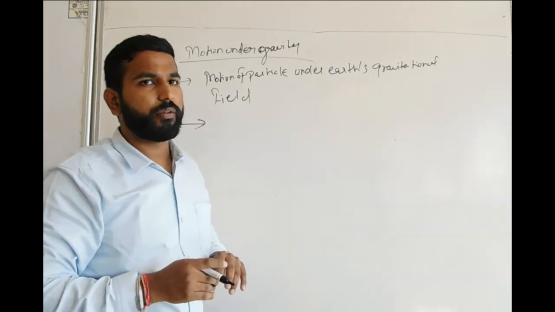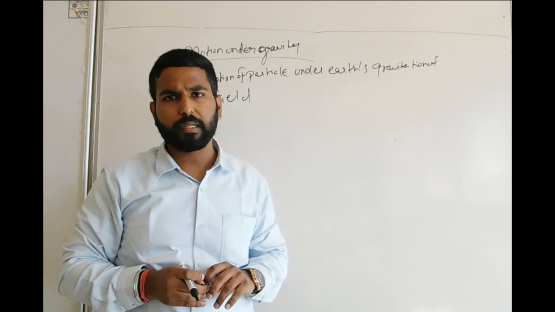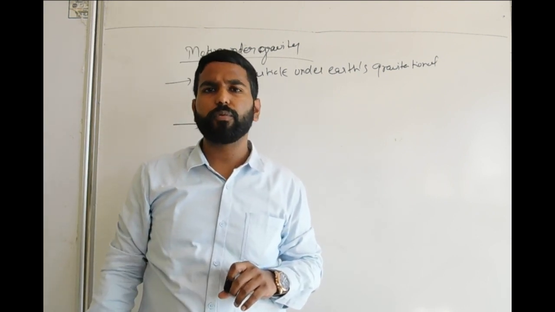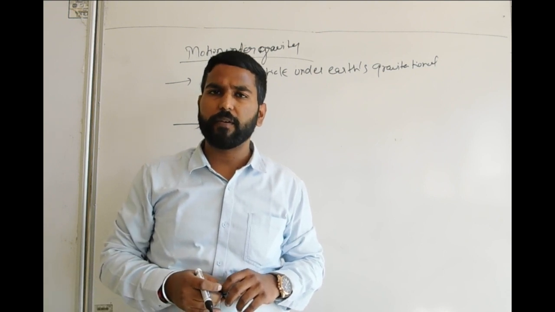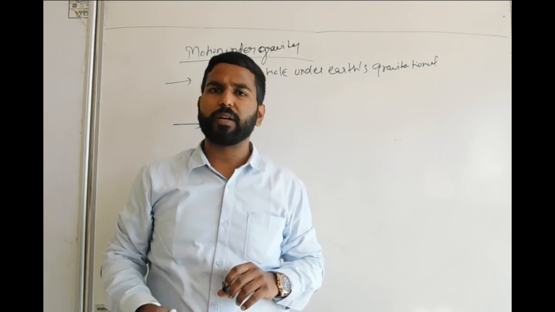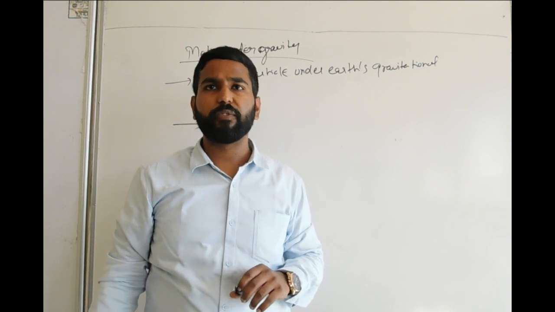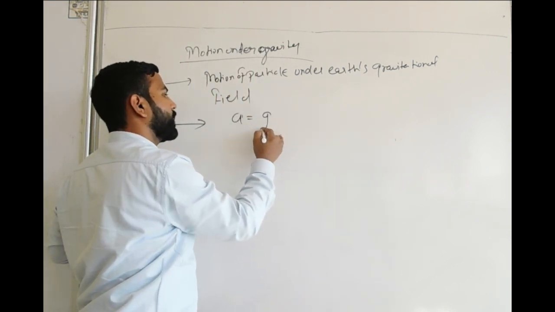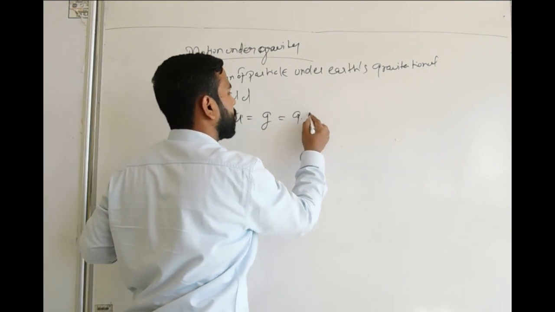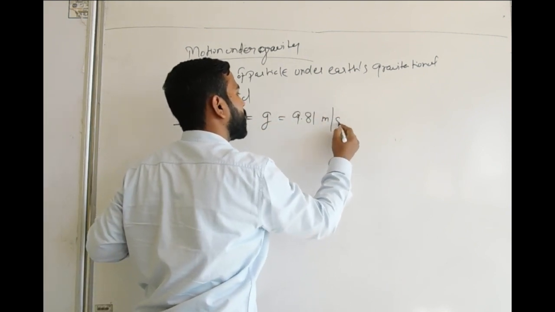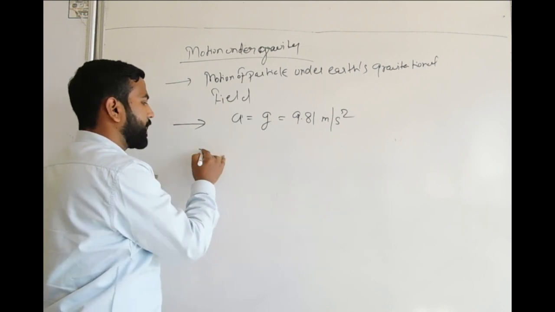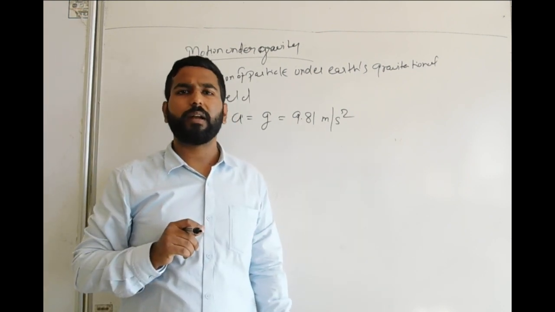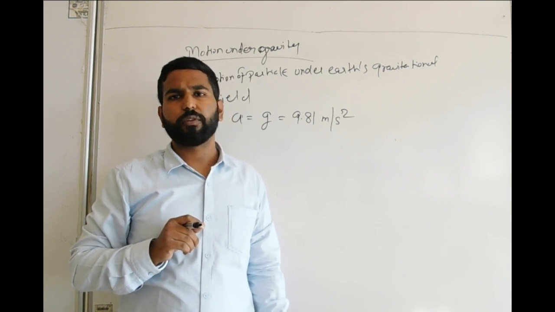For our syllabus, for smaller distances like heights of approximately 5 to 10 to 15 kilometers, we will assume that the acceleration due to gravity will remain the same. Then the value of acceleration will be equal to g, approximately equal to 9.81 meter per second square. If acceleration is constant, then we can simply say that we can apply three equations of motion.